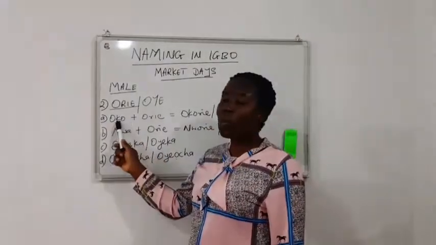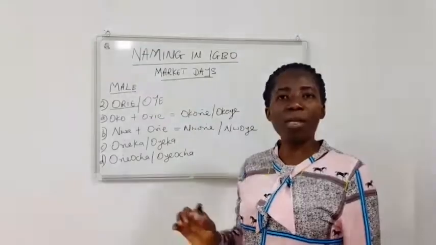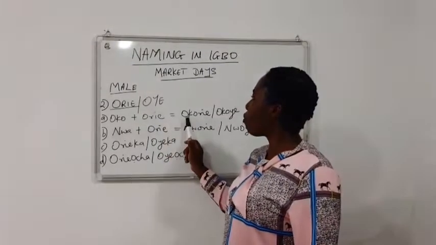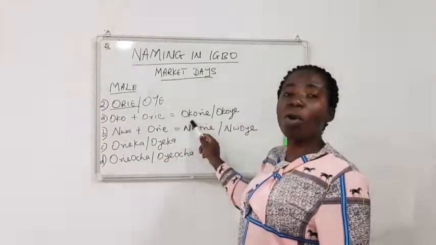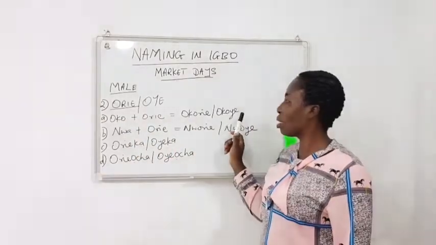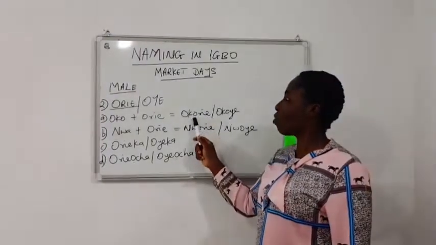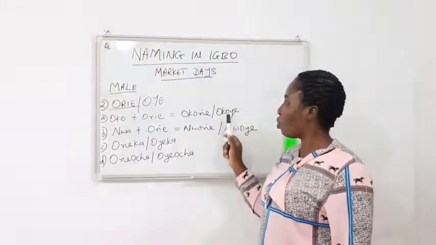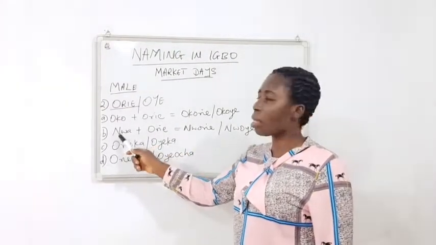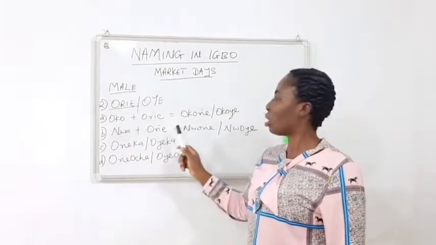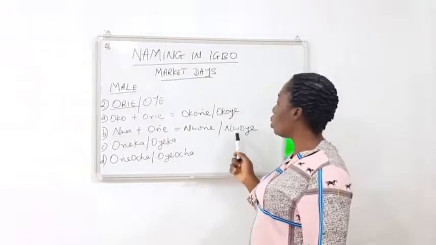Number 1, we have Oko plus Ori. Remember I said Oko means male. Oko plus Ori, you have Okore. Remember I talked of vowel assimilation. Okore or Okoye. They are the same thing, just dialectal difference. So we have Okore or Okoye. But you see this is more rampant. We have Nwa is baby or child, Ori: Nwori or Nwoye.